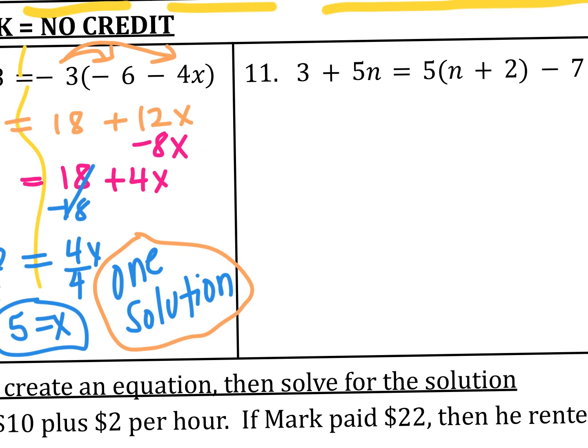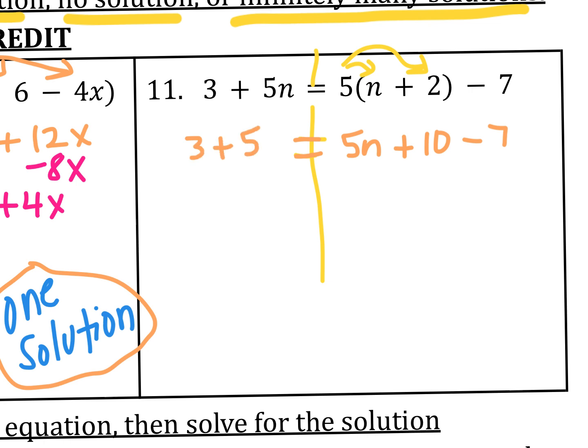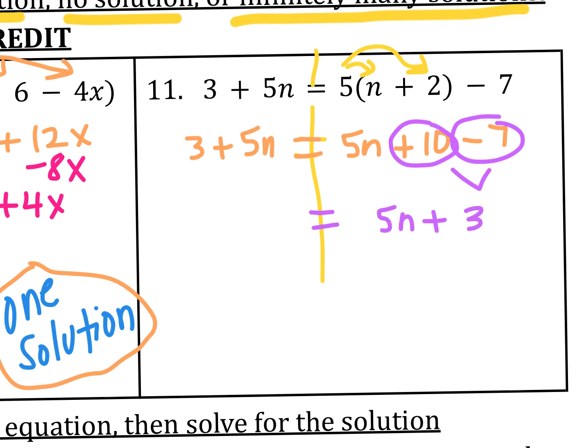Okay, our last example, I'm assuming it's going to be infinite, but let's work it out because we have to show our work. We're going to distribute first. So 5 times n is 5n, and 5 times 2 is 10. And then go ahead and bring everything else down. Now on the same side here, we can combine these. 10 minus 7 is going to be 3. So this is 5n plus 3.